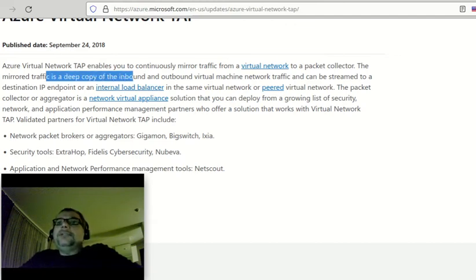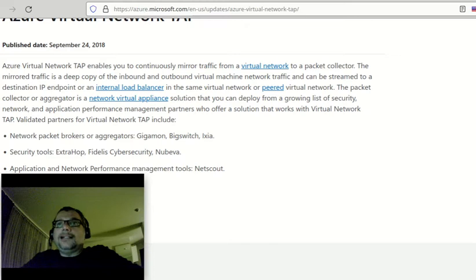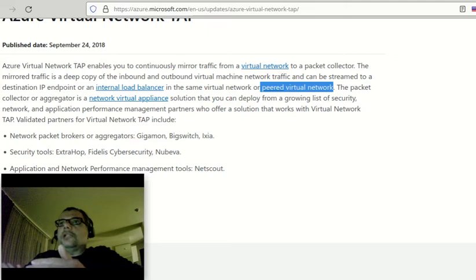Another thing that I want to highlight, that I already did actually: the mirrored traffic is a deep copy of inbound and outbound virtual machine network traffic. It can be streamed to a destination IP endpoint. As I said, you can also route it. An attacker can misroute that, or an internal load balancer in the same virtual network or peered virtual network. That will mean that if you want to isolate the tap, you'll anyway have a convergence layer at the peered VPC. Anyway, you understood what I mean. I use AWS terminology, but it's the same in Azure. You do have a peered virtual network, and so obviously you are creating a trust boundary between the two, and you should think how it can be exploited too.